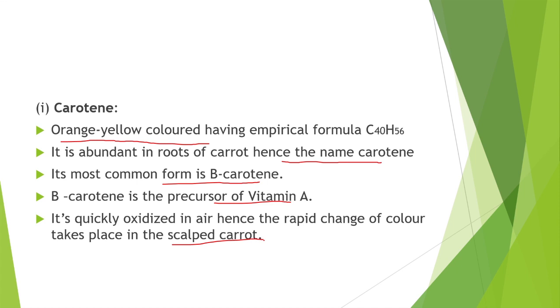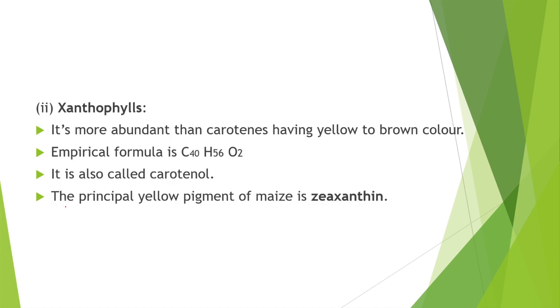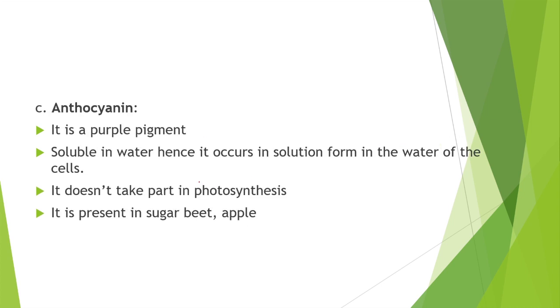Next pigment is xanthophyll. It is more abundant than carotene. It has yellow to brown color. It is also called carotenol. The principal yellow pigment of maize is due to zeaxanthin. This zeaxanthin is important. It may be asked in the exam. Third pigment is anthocyanin. It is a purple pigment. It is present in sugar beet and apple. It does not take part in photosynthesis.